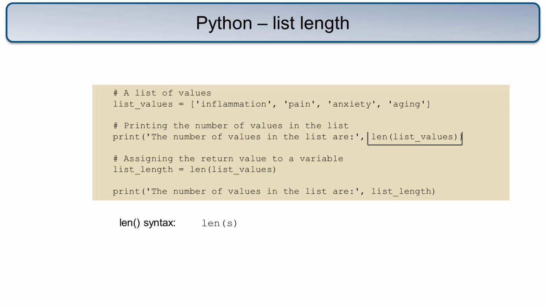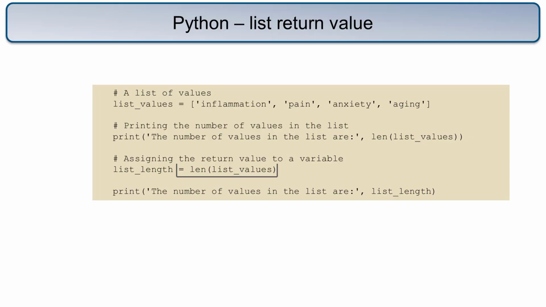Hence, the function returns the number of objects in an object, that is, the number of values assigned to a list. In the example, the variable list_values has been assigned a list with 4 objects, and the len function will therefore return the integer 4.